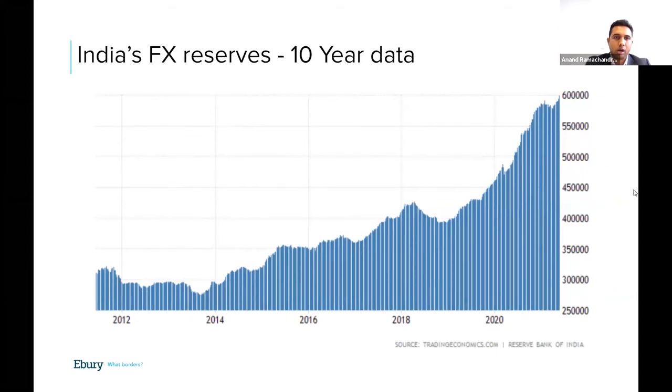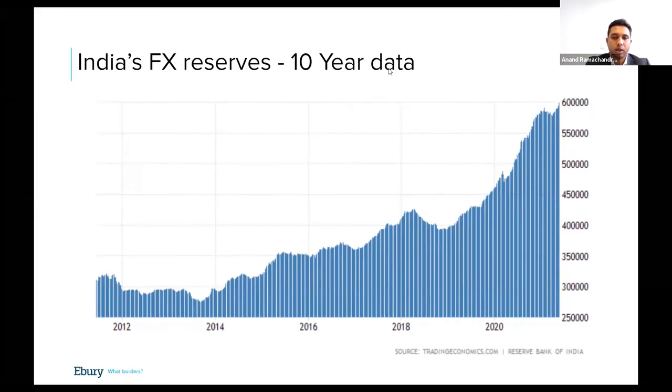So here's a look at the Reserve Bank of India's FX reserves. Currently, we stand at $600 billion. In 2014, we were closer to 300. So if we looked at those periods that we were talking about earlier, mid-2017 to mid-2018, we saw a small move up in reserves, but still a significant weakening of the Indian rupee. And again, we saw a small move up from 350 to about 420 billion in FX reserves. And at the same time, we saw about a 10% depreciation.